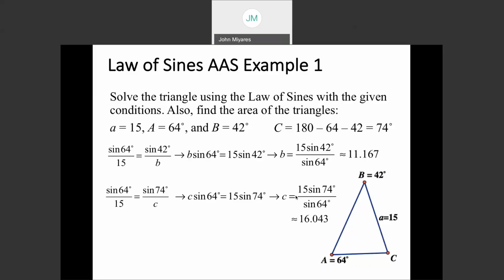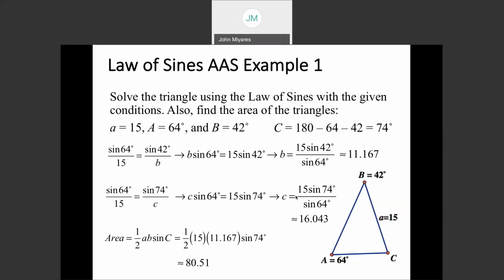Now that we have everything, we still need to find the area of the triangle. We have our formula A equals 1/2 ab sine angle C. We plug in our givens and the computed values into this formula. Eventually, we're going to get an area of 80.51.